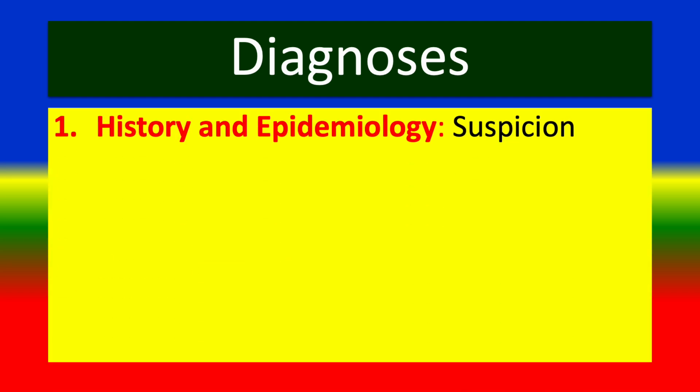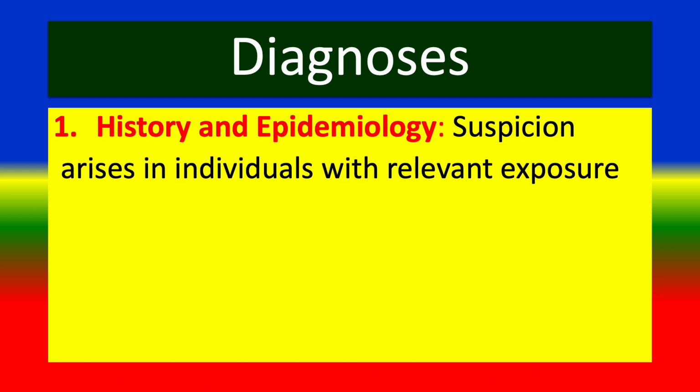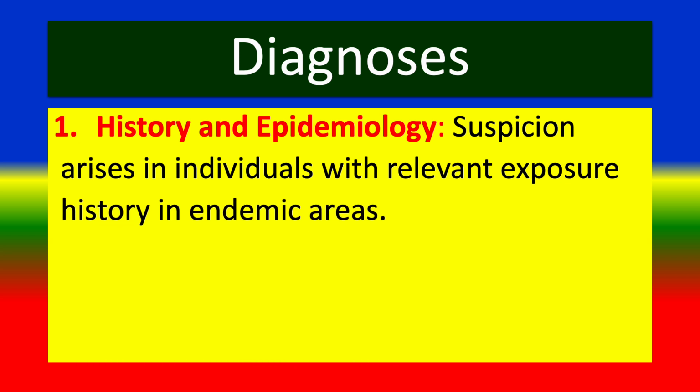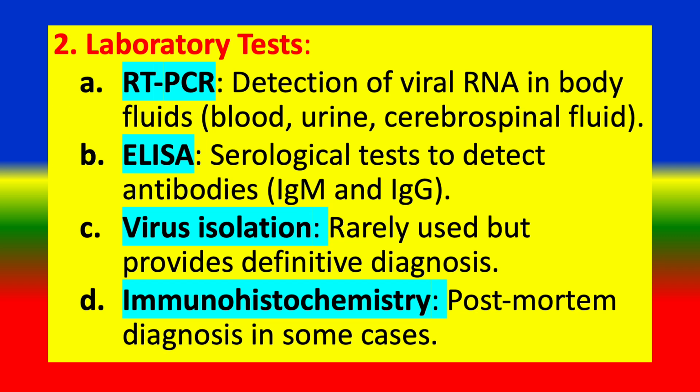Diagnosis. 1. History and epidemiology: suspicion arises in individuals with relevant exposure histories in epidemic areas. 2. Laboratory tests. A. RT-PCR, detection of viral RNA in body fluids, blood, urine, cerebrospinal fluid, CSF.